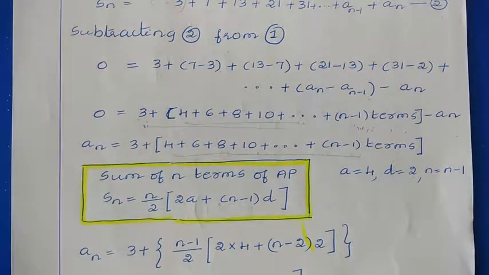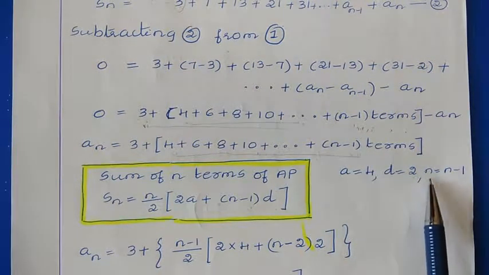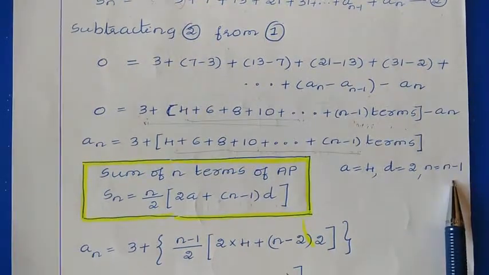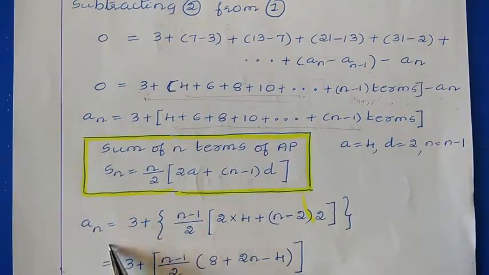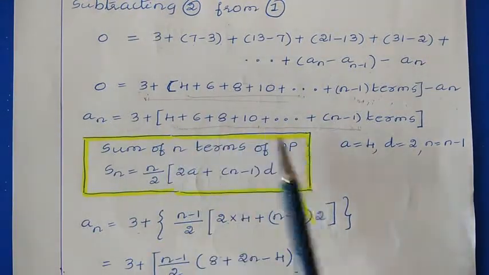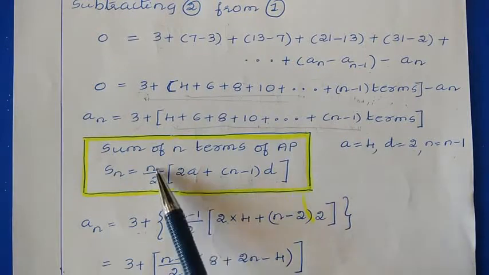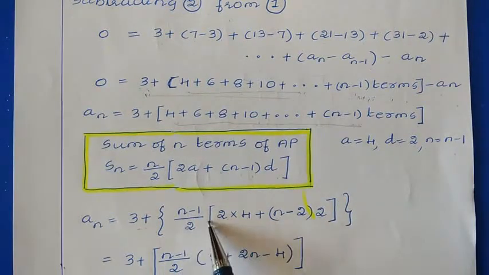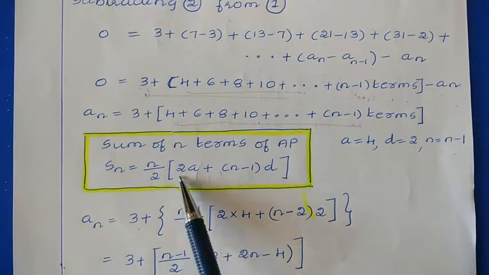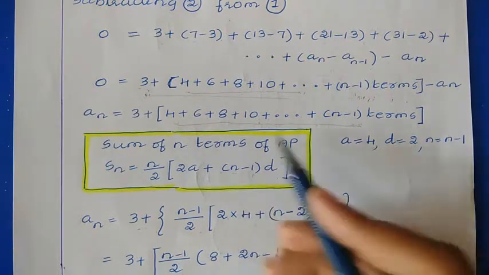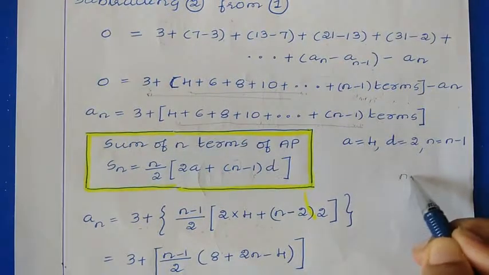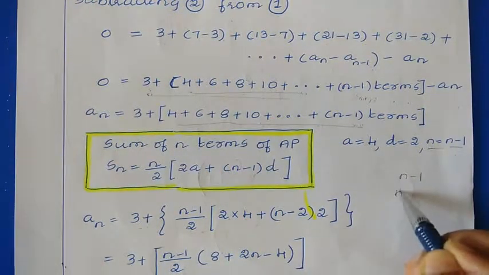So from n, if you take one element out, the remaining elements are n minus 1. That's the reason I have taken n is equal to n minus 1. So now apply these values in this formula. So we have here an = 3 plus, this 3 we already have here, then apply the sum formula to this one, that is n is n minus 1 divided by 2 into a, that is 2 into 4 plus n minus 1. See, in the place of n we have to write what? In the place of n we have to write n minus 1.